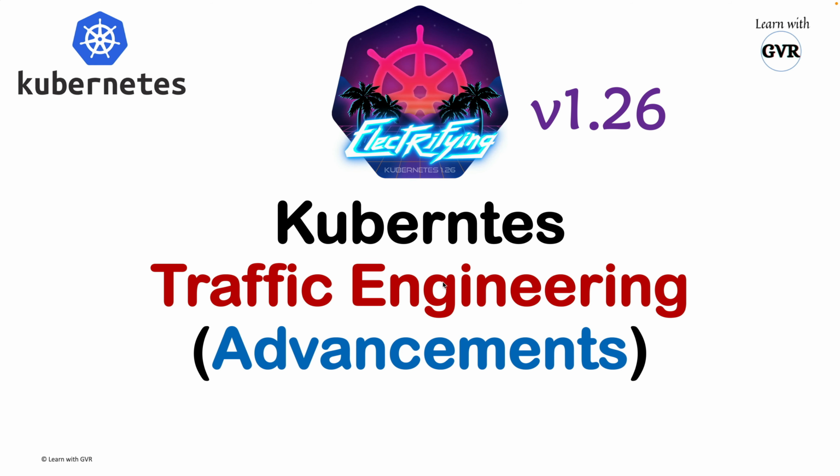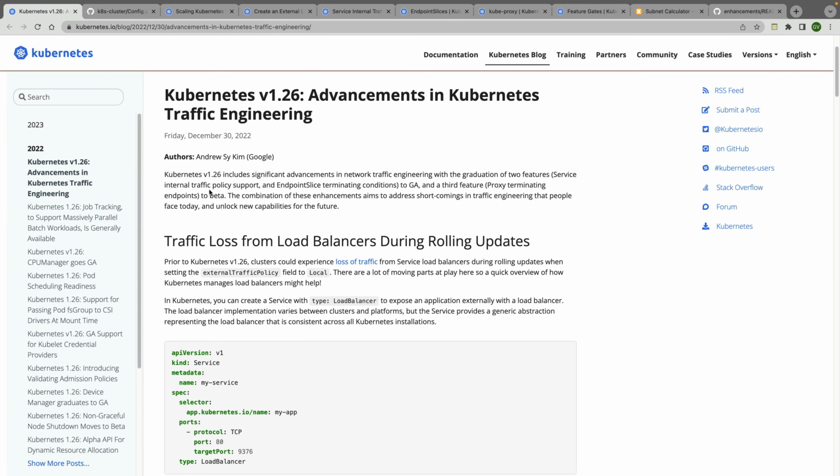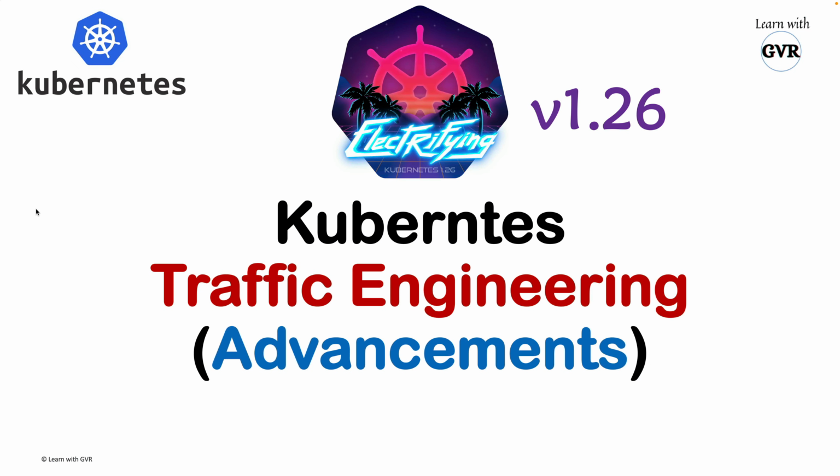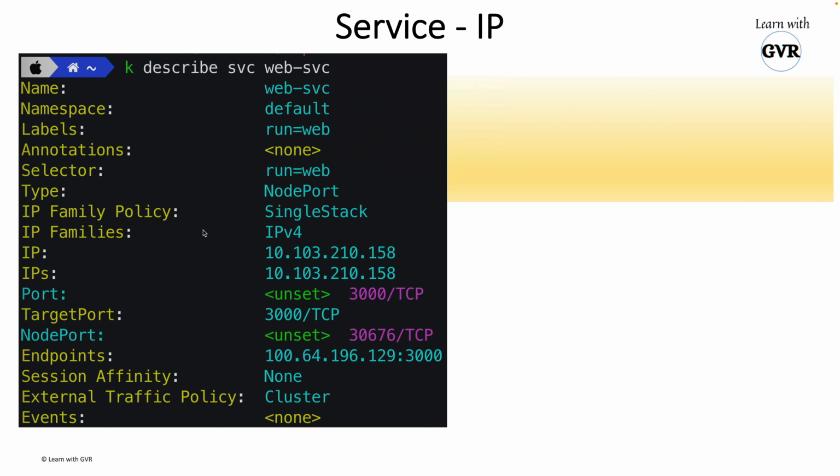Kubernetes 1.26, another topic is traffic engineering advancements. If I go to the Kubernetes blog, advancements in traffic engineering. Let's try to understand what exactly it is. Before that, I will step back and try to understand service and Service IP.